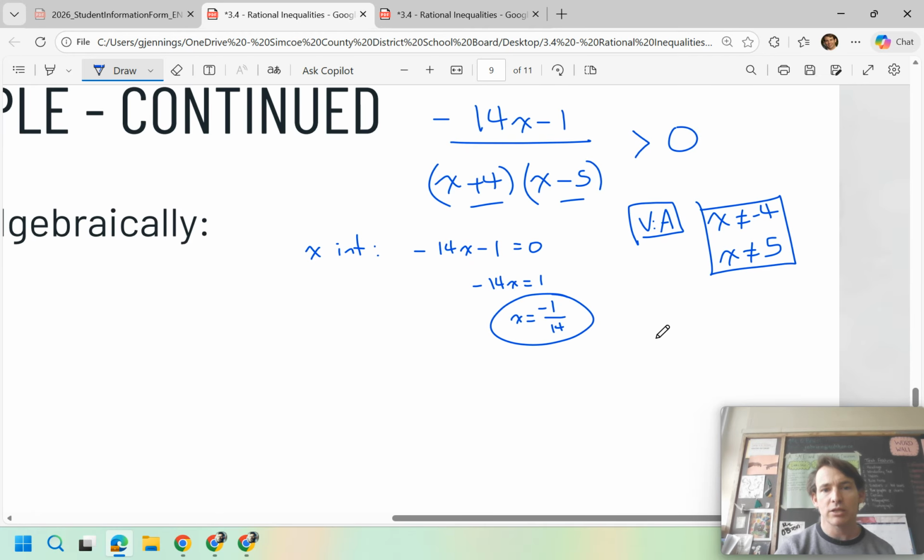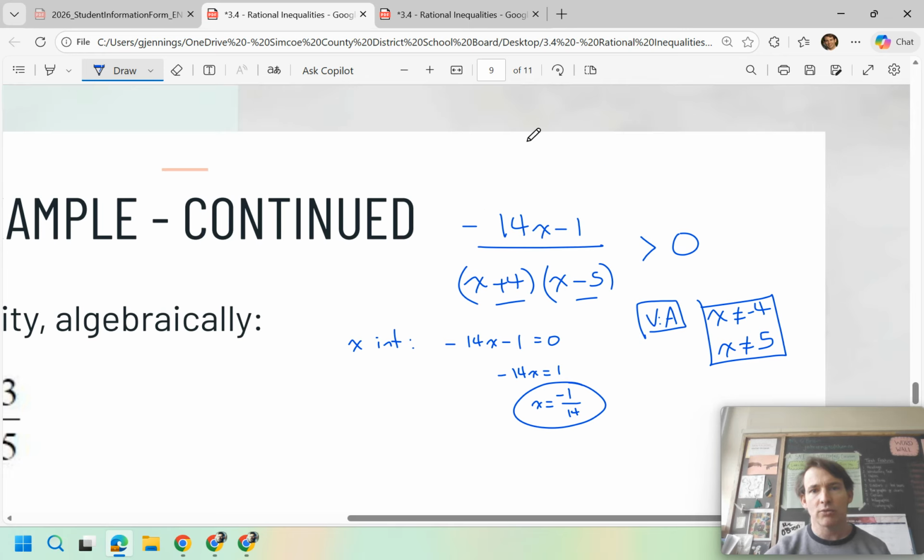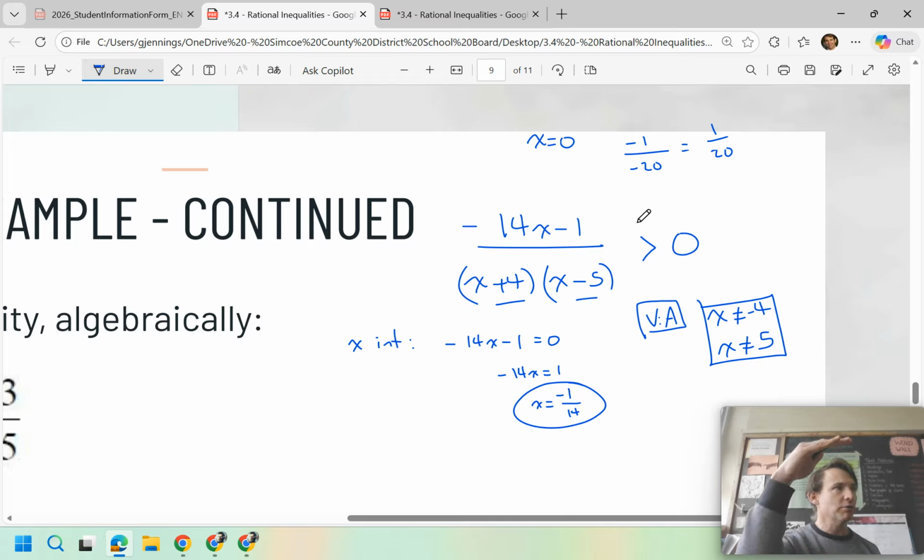So let's go ahead, and we can also find our y-intercept for fun. If we set x equal to 0, then we get minus 1 over 4 times minus 5, which is minus 20. So we're actually positive there at 1/20. All right, good. And because we're lesser degree over larger degree, our horizontal asymptote is going to go to 0. So that helps inform our sketch as well.